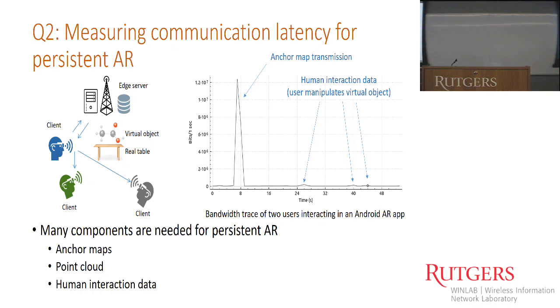If you want to have that happen, there are multiple pieces of data that need to be communicated between me and you. When you study what AR systems actually do, there are different things that need to be communicated: anchor maps, point clouds, some interaction data. This is a bandwidth trace of two users interacting in an AR app. If you look at what the devices are actually communicating to each other, you see different kinds of traffic patterns. In this one, you'll see a huge spike when the anchor map is communicated, and little blips when the user is touching the virtual object and those interactions get communicated to the other user.